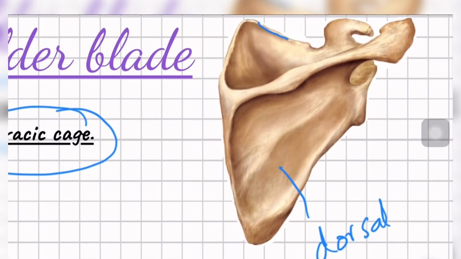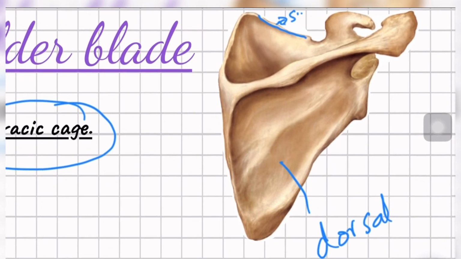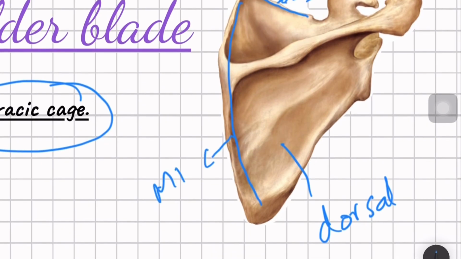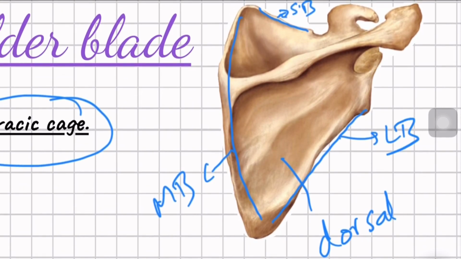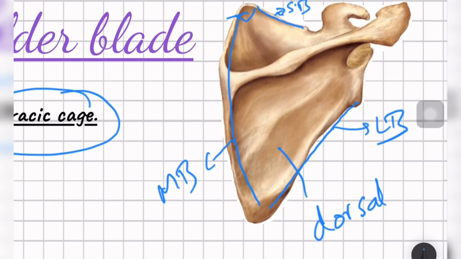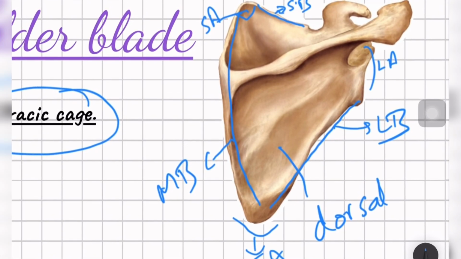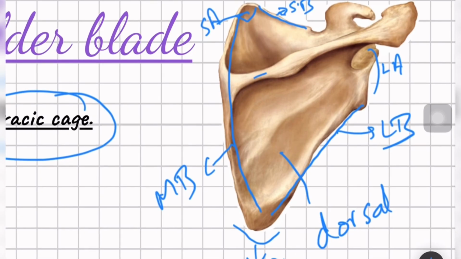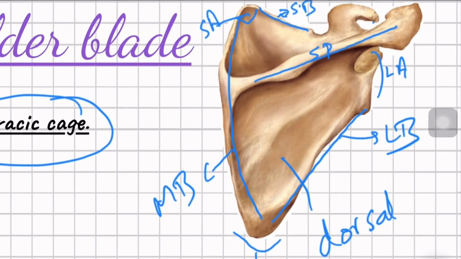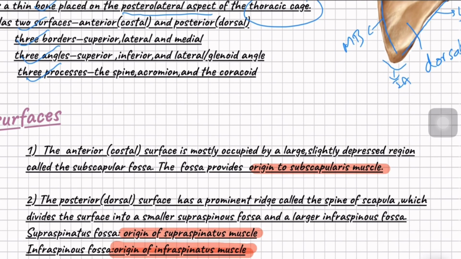We have three borders, that is superior border, this is medial border and this is lateral border. We have three angles, this is superior angle, this is inferior angle and this is lateral angle. We have three processes, this is spinous process, this is coracoid process and acromion process.